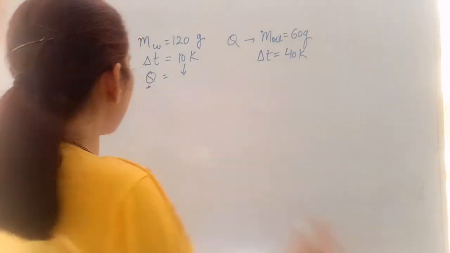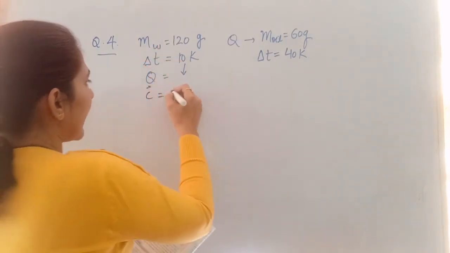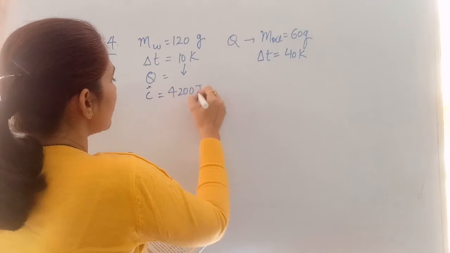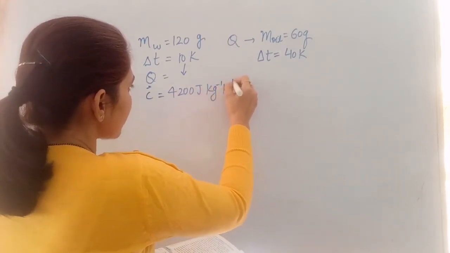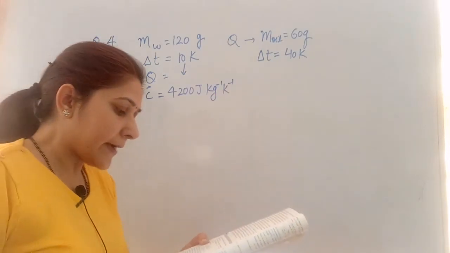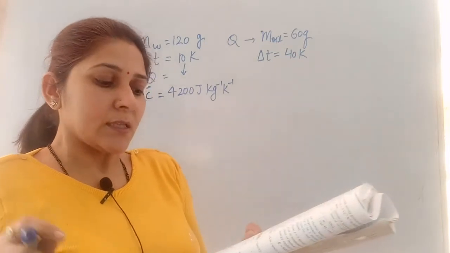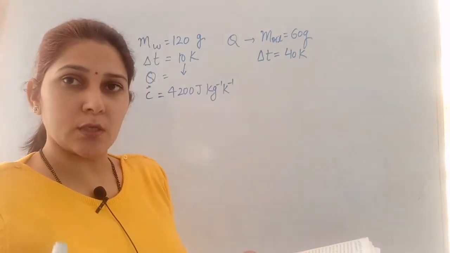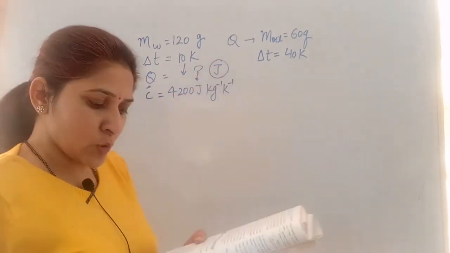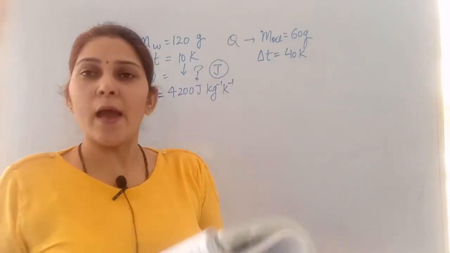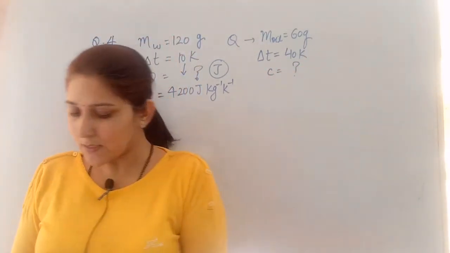The specific heat capacity for water is given as 4200 joule per kg per Kelvin, and they have not given the specific heat capacity for oil. What they are asking is the amount of heat energy in joule given to the water, and second, you have to calculate the specific heat capacity of the oil. Okay, so let us start with this numerical.